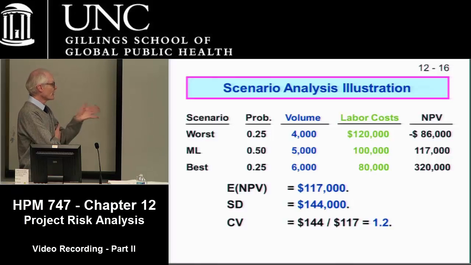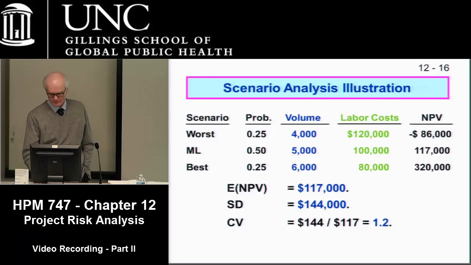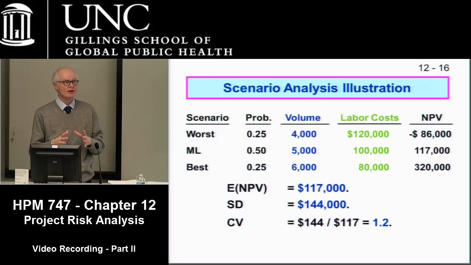We can then calculate the expected net present value, which is $117,000, because it's equally distributed: there's 1,000 below and 1,000 above, and the probability is equally distributed, and the labor costs are equally distributed. If they were not, then the expected would not equal the most likely. And then we calculate the standard deviation and then a coefficient of variation, 1.2. So in this circumstance, this tells managers the worst thing that can happen, the best thing that can happen, and the most likely.